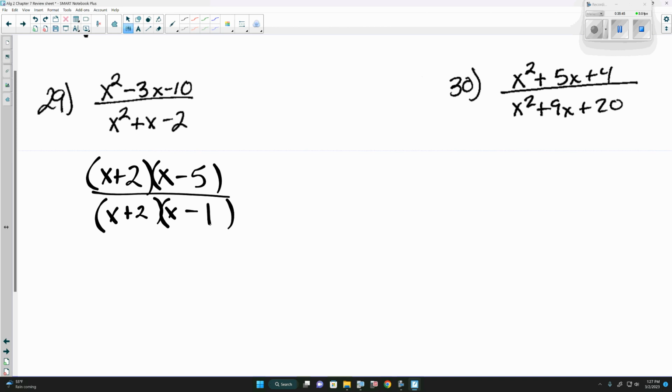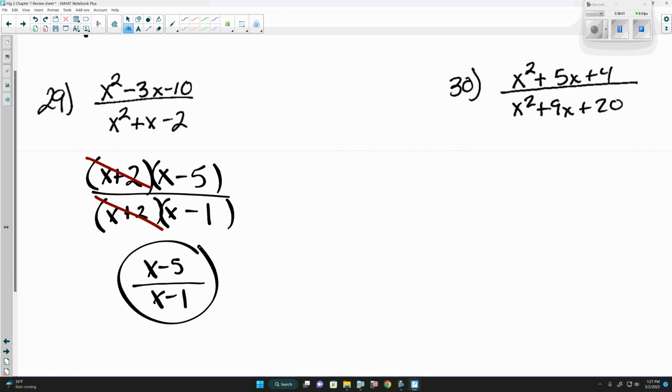So on any of these here with simplifying, the first thing you're going to do is factor top and bottom as far as possible. Well, x plus 2 is in common on top and bottom, which just leaves us with x minus 5 over x minus 1. And that's it. So with all these simplifying, all you got to do is factor top and bottom, either being a greatest common factor or 2 sets of parentheses, then simplify. Do you feel good with 29 through 32?